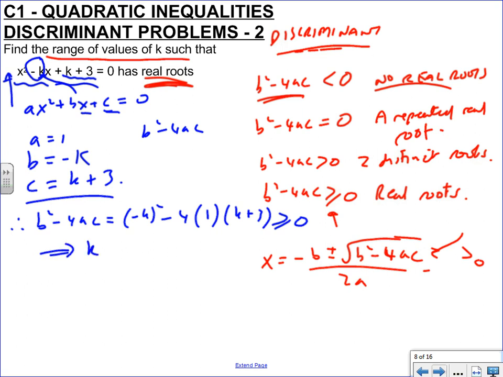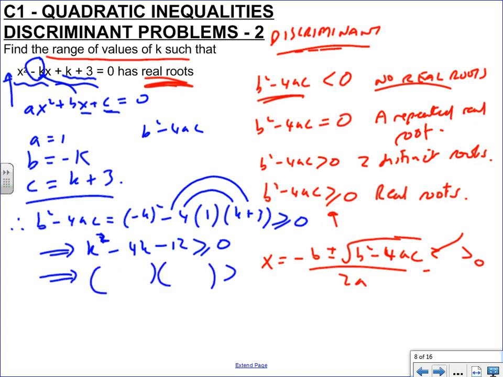Minus k all squared is k squared, minus 4 lots of k, so that's minus 4k, and then minus 4 lots of 3, and that is minus 12. Is still greater than or equal to 0. Now we're back into a regular problem, do you see? We can't do anything without solving this and drawing a graph. Just a regular inequalities problem.